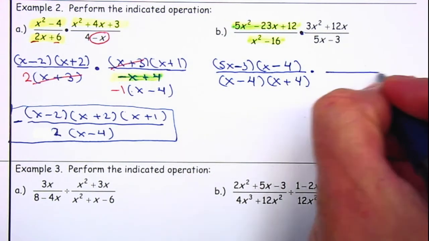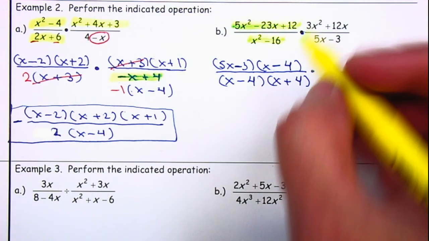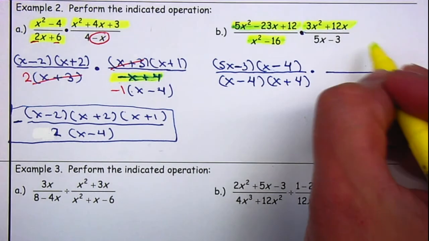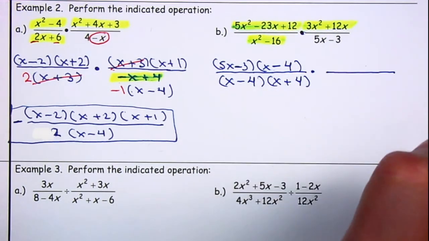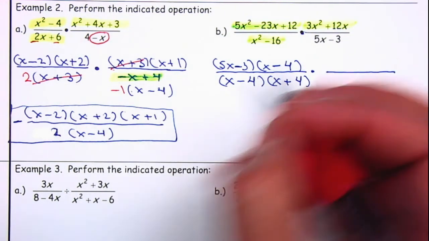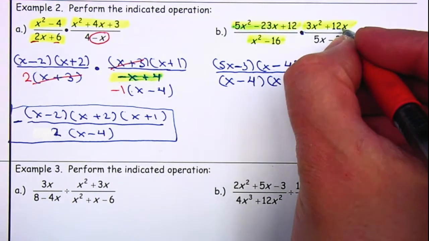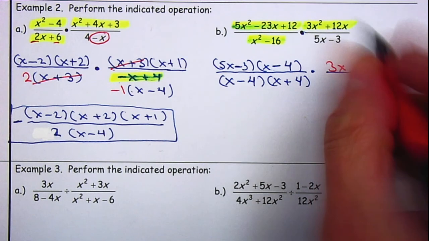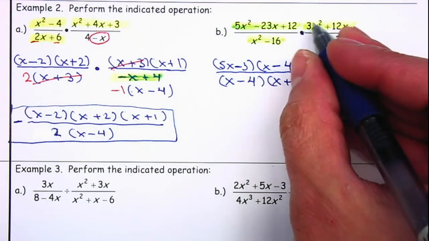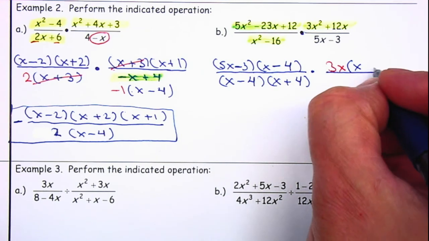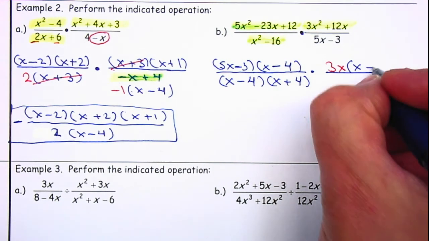Multiply by. You want to be able to factor the top. So factor the common term first. Is there a number that divides 3 that also divides 12? 3. Do they both have an x? Yes. So I can take out a 3x. 3x times what is 3x squared? X. 3x times what is positive 12? Will be positive 4.